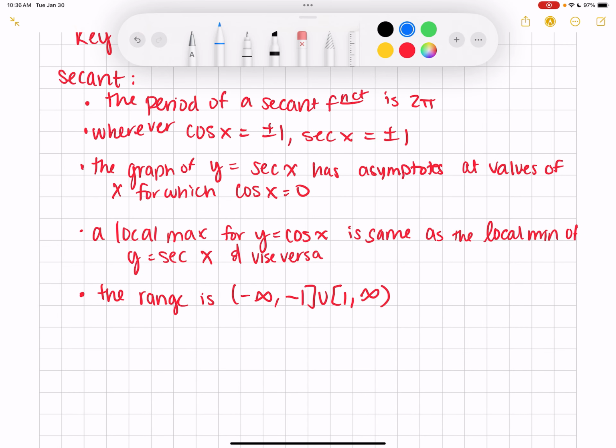Let's see, we'll do cosecant next. A lot of these things are going to sound similar because cosecant and secant are obviously very similar, just in that cosecant relates to sine versus cosine. So cosecant, the period is 2 pi, just like sine is.